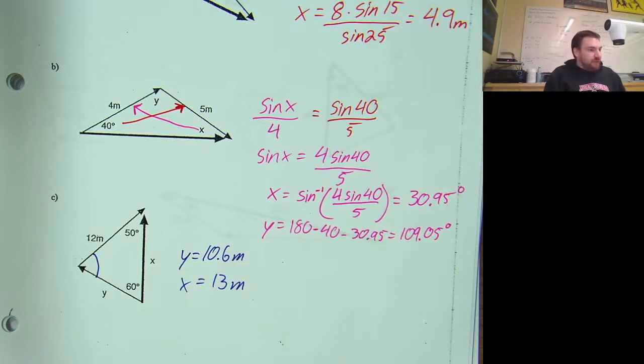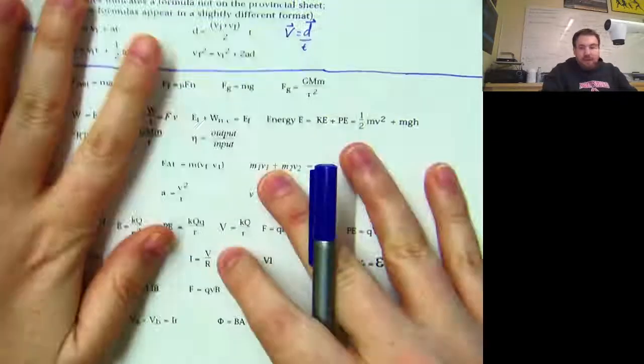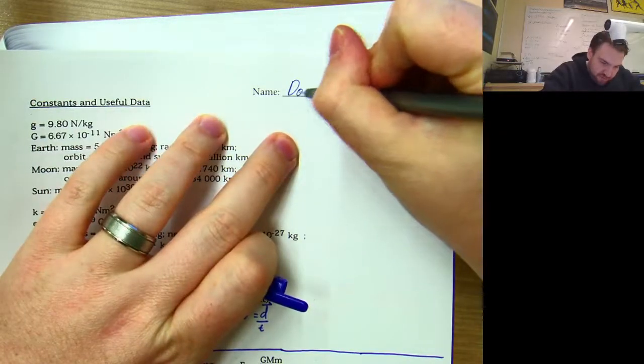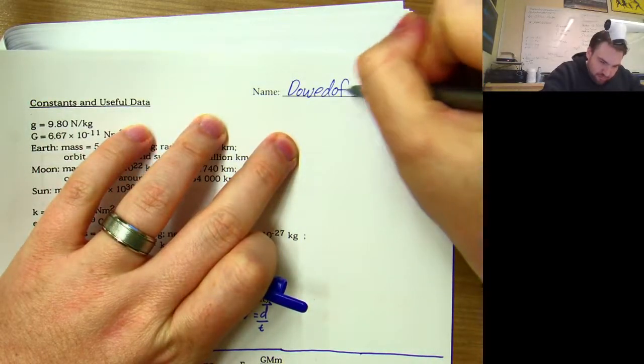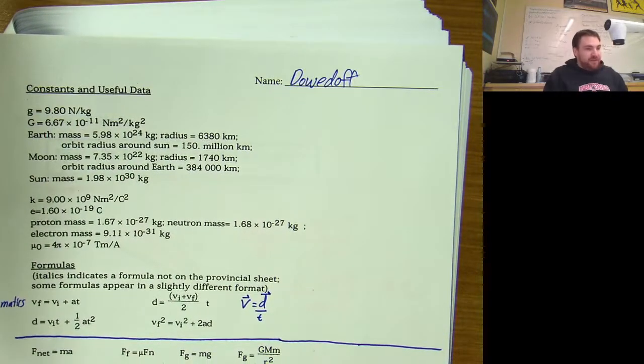This formula is one of the ones that I'm going to get you guys to write onto your formula sheet. So grab your formula sheet. You should all have your own. I'll put my name up here. This is Dawidoff's formula sheet. And let's add some mathematical formulas here. Just so you don't have to hang on to this one, we're going to write it down.